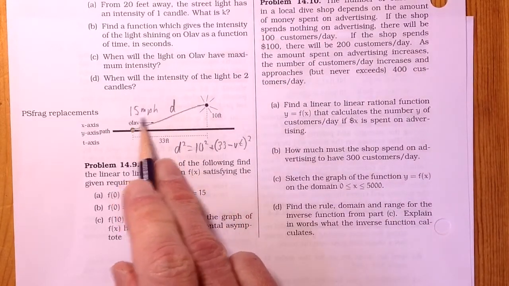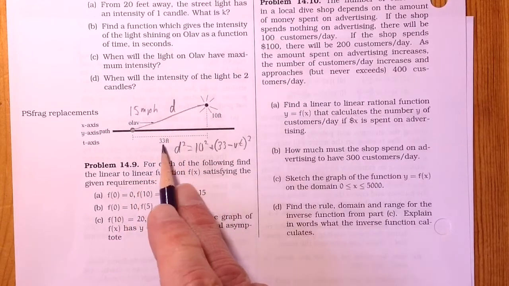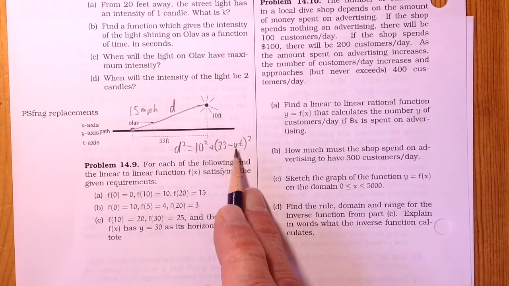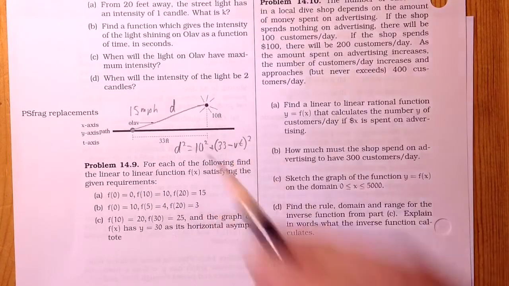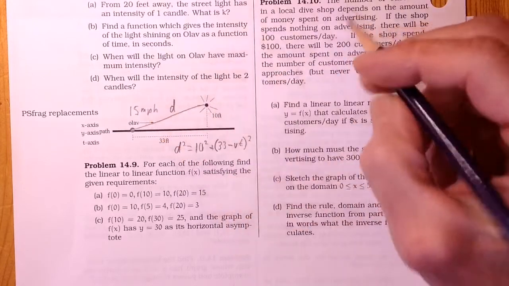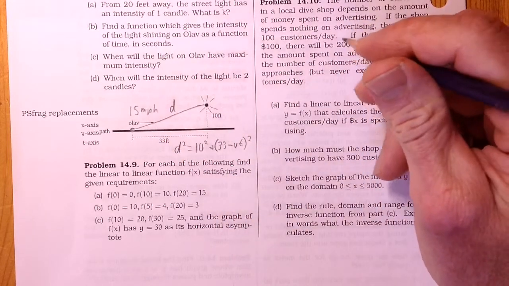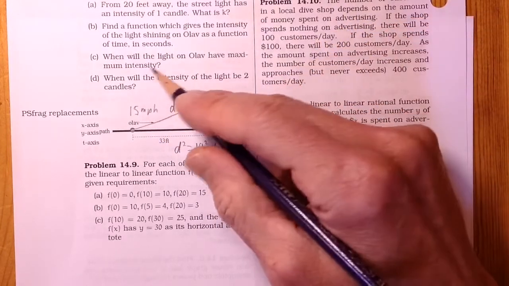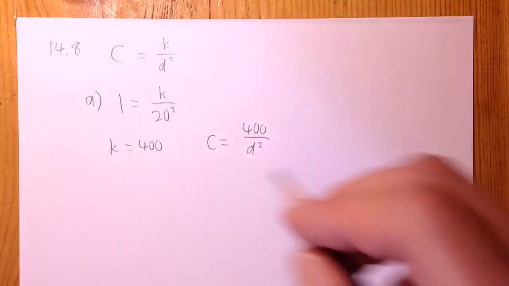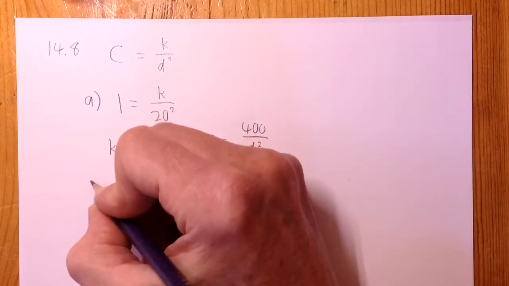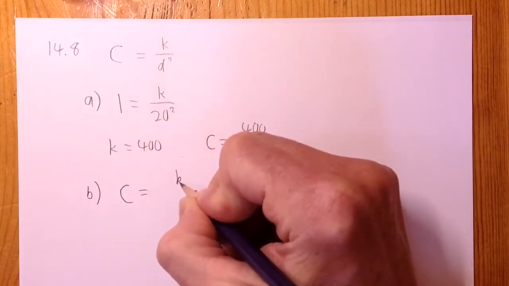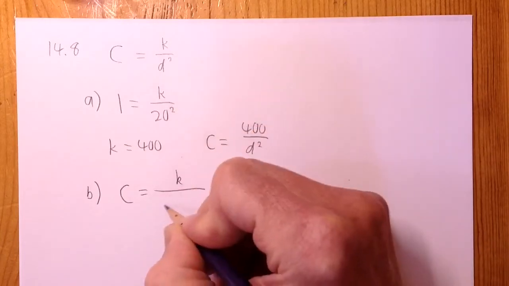I was working on this. Okay, they give you 15 miles per hour. Everything else is in feet. They want feet in seconds. So if you use 15 in this formula, right, it's not 33 minus 15t. You got to change that to feet per second, which you should be able to do. And then you can plug in and you can figure out when will the light on Olaf have maximum intensity, because for part B we're going to get a function C is equal to K divided by distance squared.